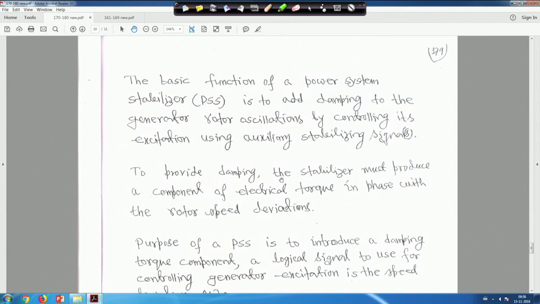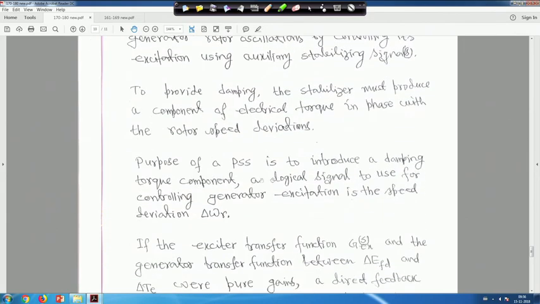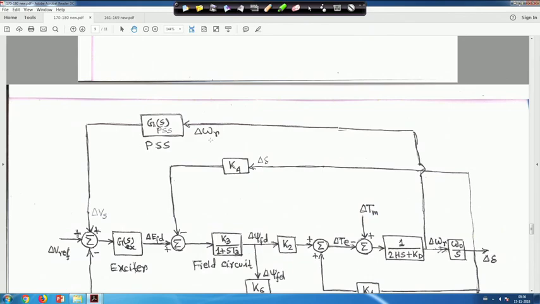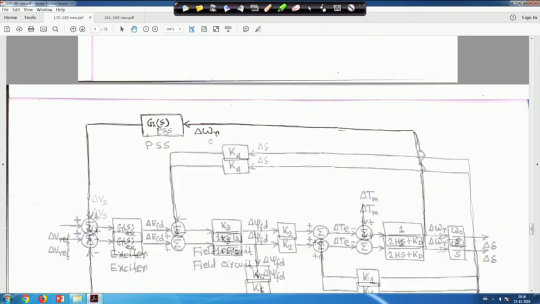Now, to provide damping, the stabilizer must produce a component of electrical torque in phase with the rotor speed deviation. This we have to see. The purpose of a PSS is to introduce a damping torque component. A logical signal to use for controlling generator excitation is the speed deviation, that is delta omega r. So the input to this stabilizer we have taken as delta omega r.